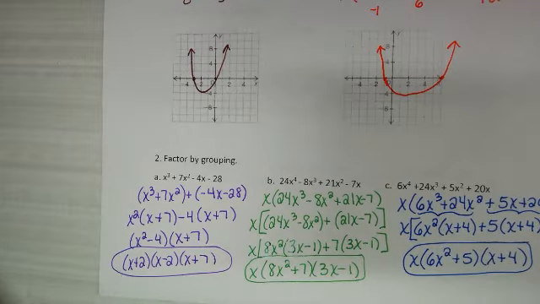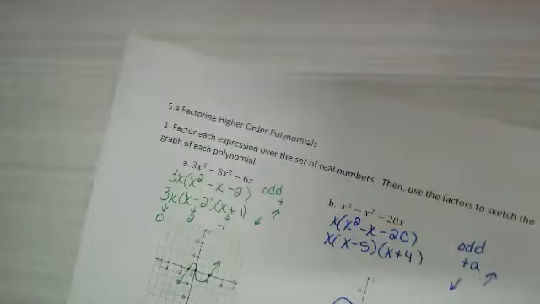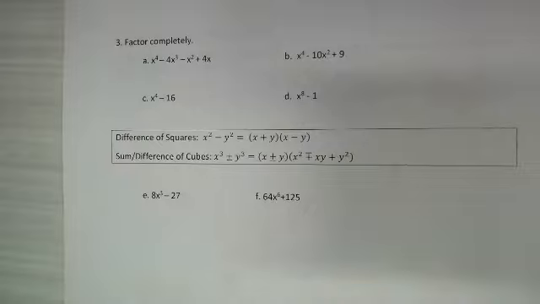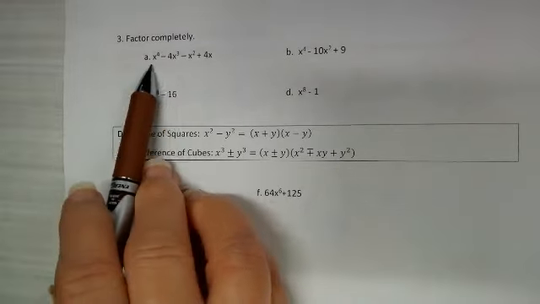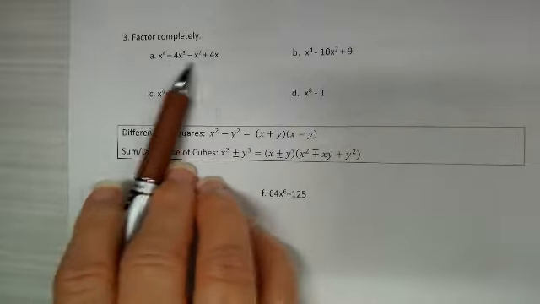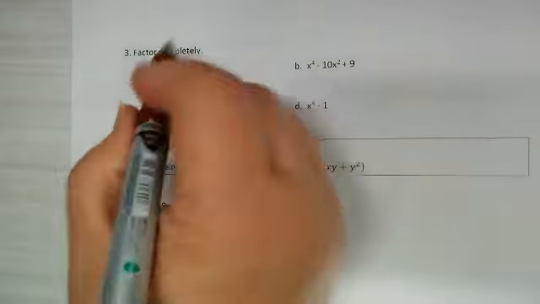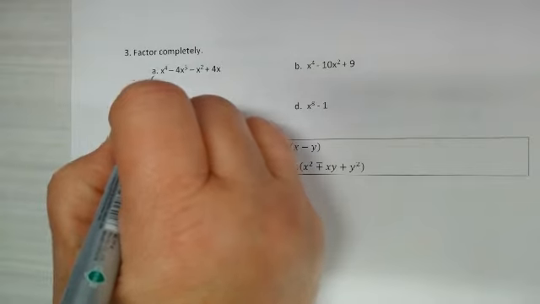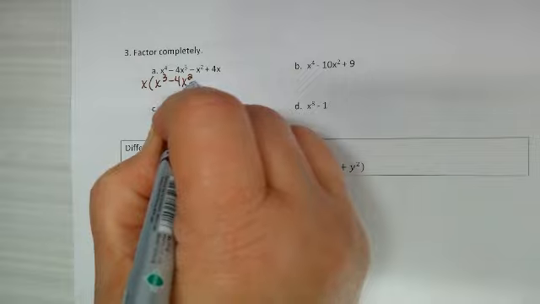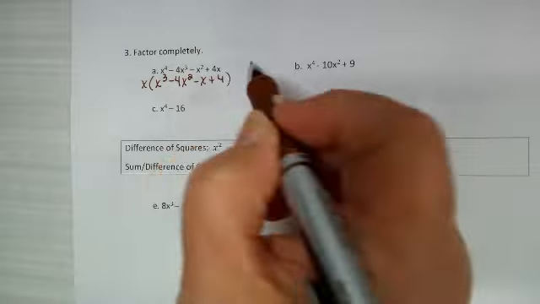So those are some examples of factoring by grouping. Let's look at the next page. All right, on my next page, we have another factoring by grouping. There's 4 of them. Notice the GCF first, so let's take that out. And that leaves me x to the third minus 4x squared minus x plus 4.